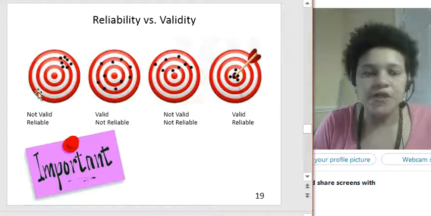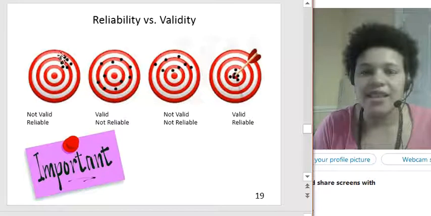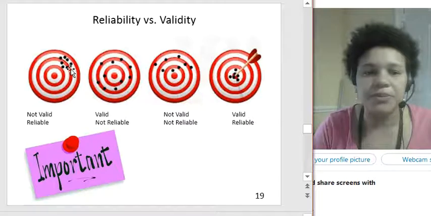So in this first board, we see that the arrow has hit reliably in the same place, right? But it's not around our target. So if this target represents happiness, it's not really measuring happiness, it's measuring something else. But it's reliably measuring it because the arrows are hitting pretty close together.